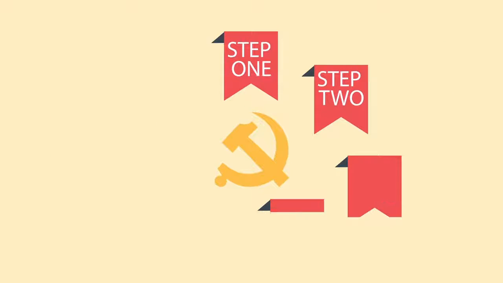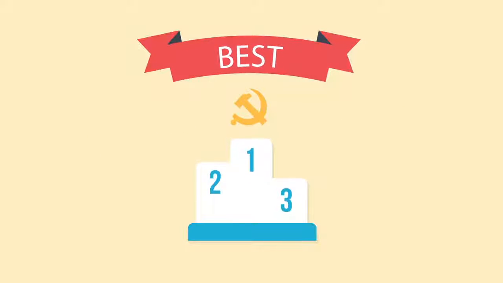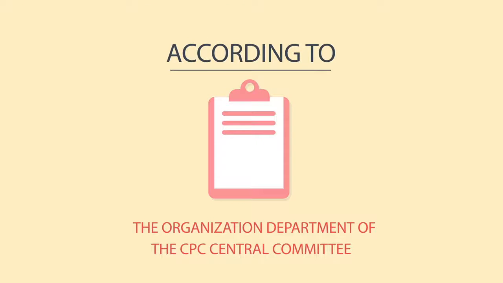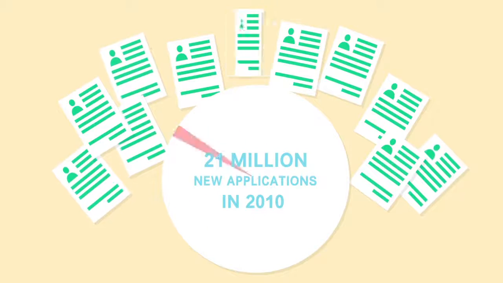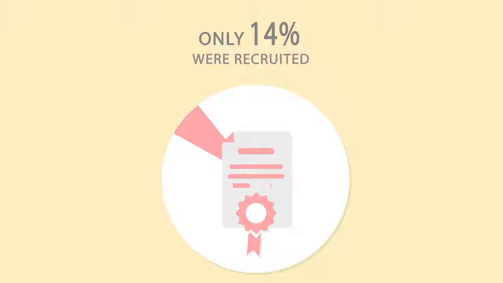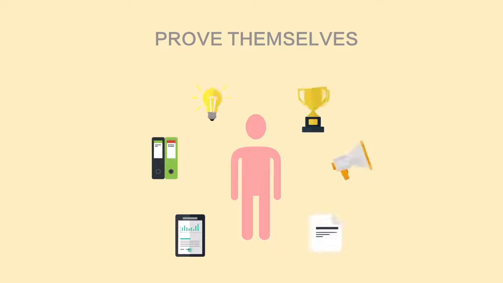So these are the steps you need to take to become a party member. That wasn't too difficult, was it? Actually, in reality, it is. Only the very best can make it to becoming full party members. According to the organization department of the CPC Central Committee, 21 million new applicants for membership were received in 2010, but only 14% of applicants were recruited. It's far from a case of just letting anyone join. New members have to prove themselves worthy of membership.